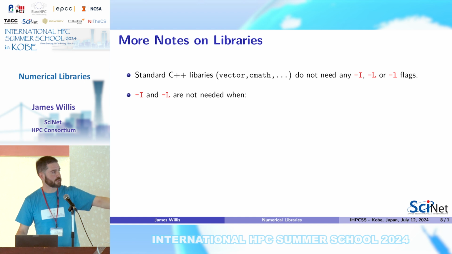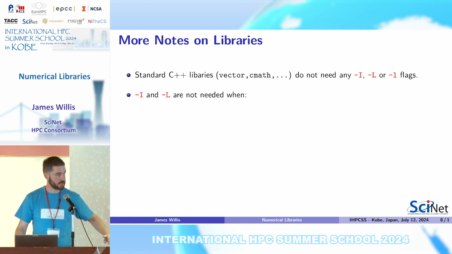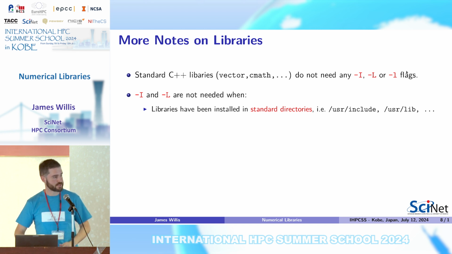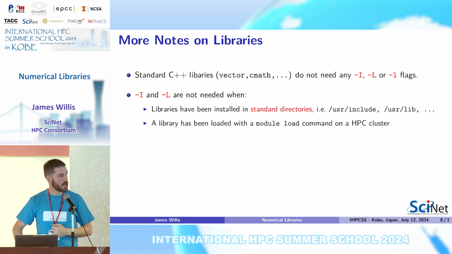And I'm going to list a couple of cases where -I and -L are not actually needed. This is when libraries have been installed in what's called a standard directory on the system, for example /usr/include and /usr/lib. When this occurs, you don't need to specify -I and -L. You just have to specify the name of the library. If you're on an HPC cluster and you're using the module system, when you load the module, the environment is set up such that you don't need to specify -I and -L. So it's very handy to use modules on HPC clusters.